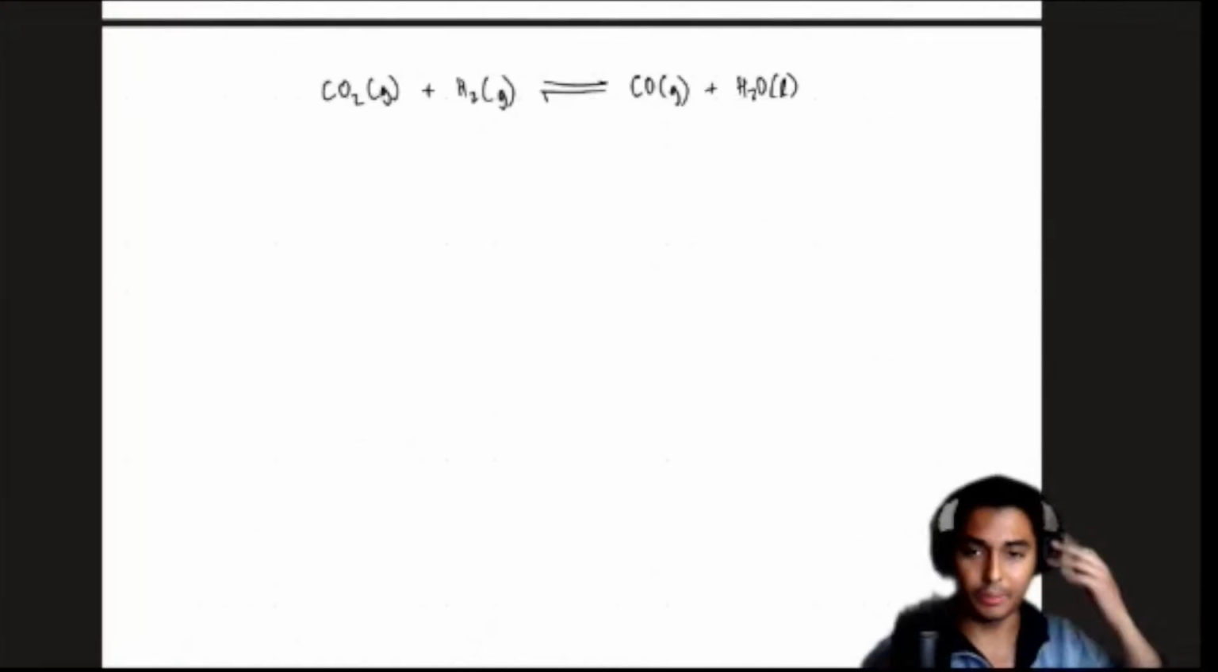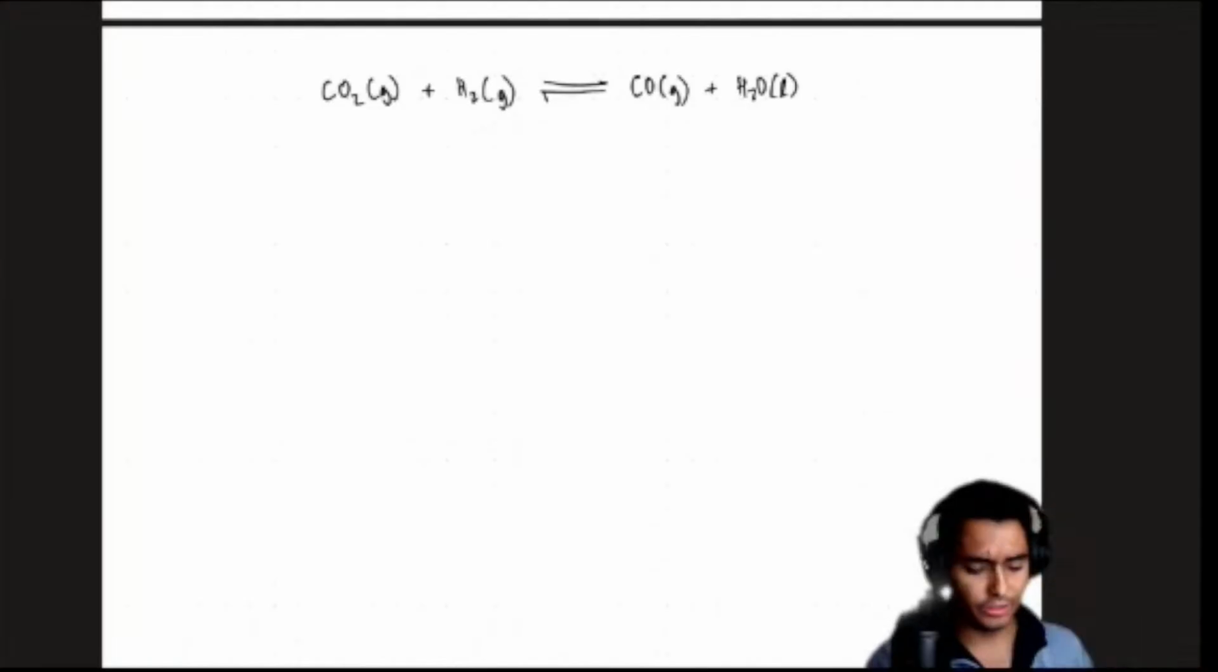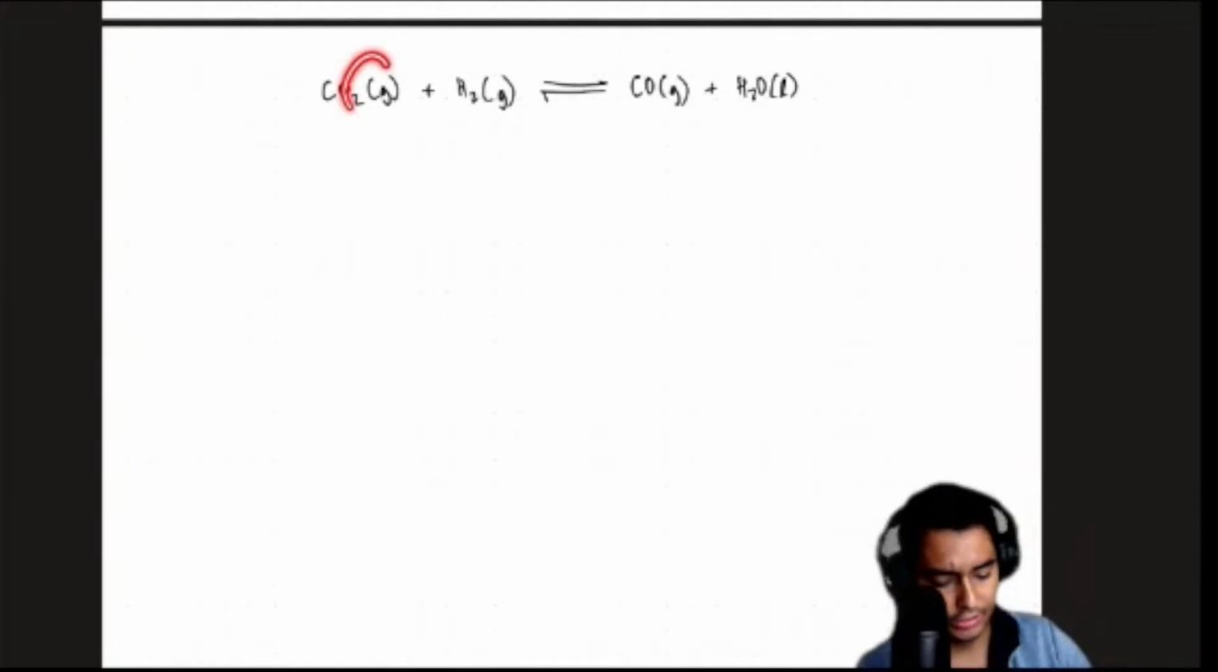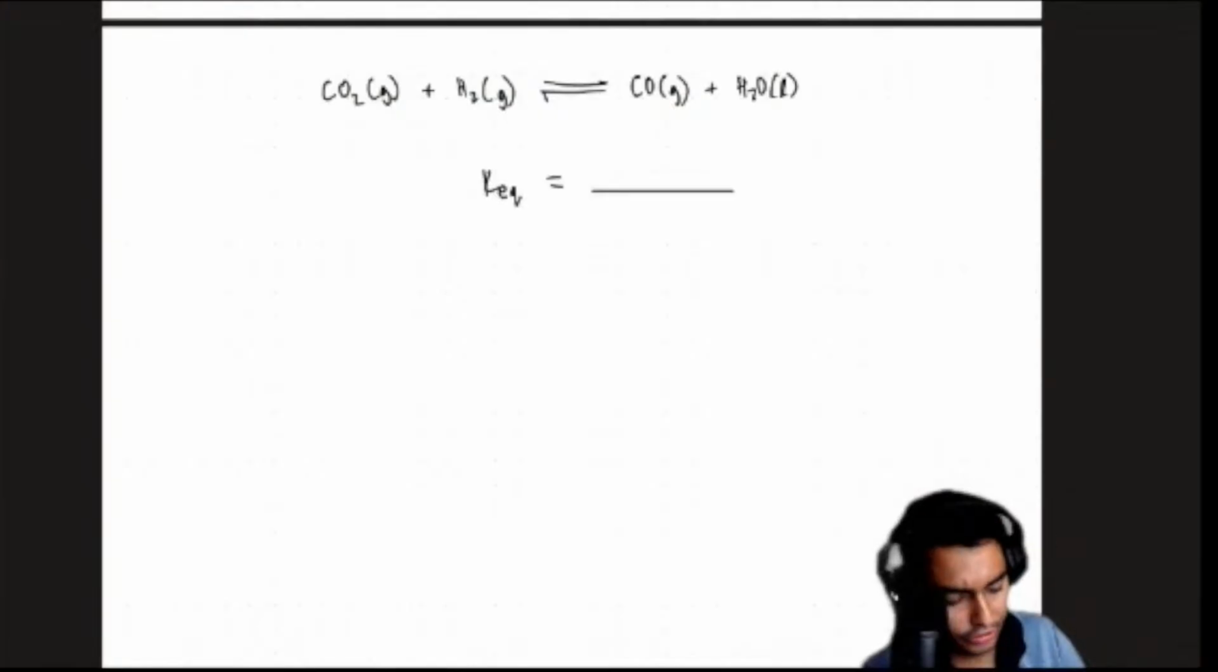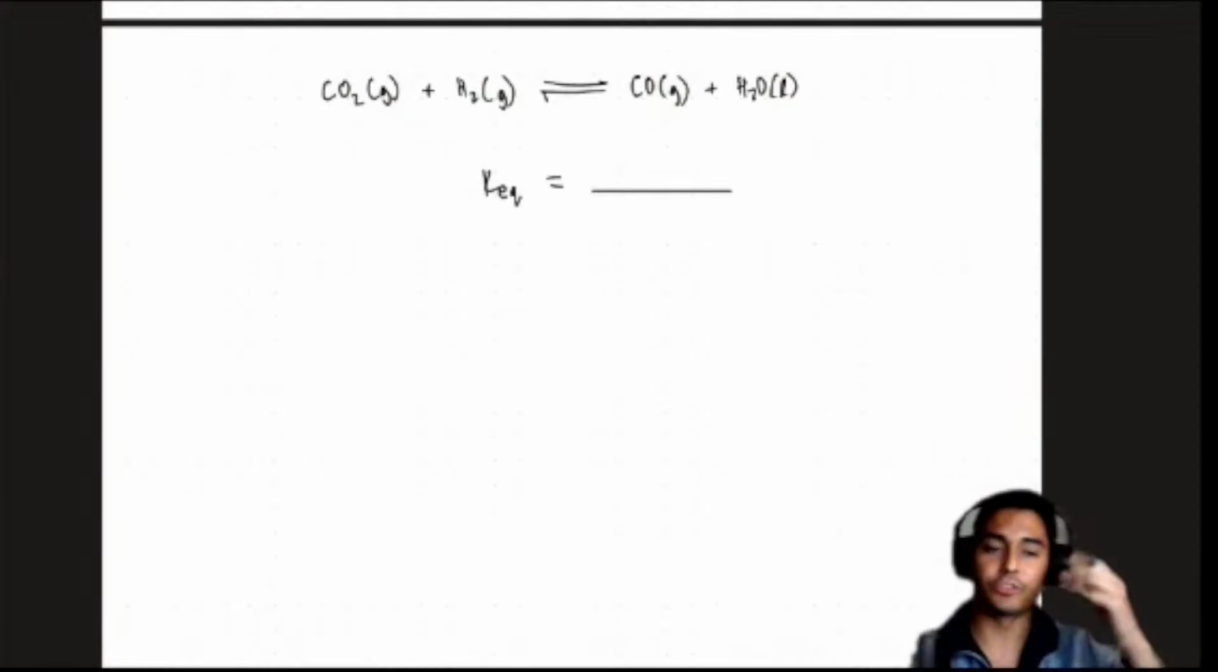So the way I have to do this is notice that everything is in terms of gas, right? So we're going to write the Kp expression, the Keq rather, is going to be basically what? Products divided by reactants. What's Keq? If you're taking general chemistry, this is going to be for general chemistry or AP chemistry. So it's going to be products divided by reactants.